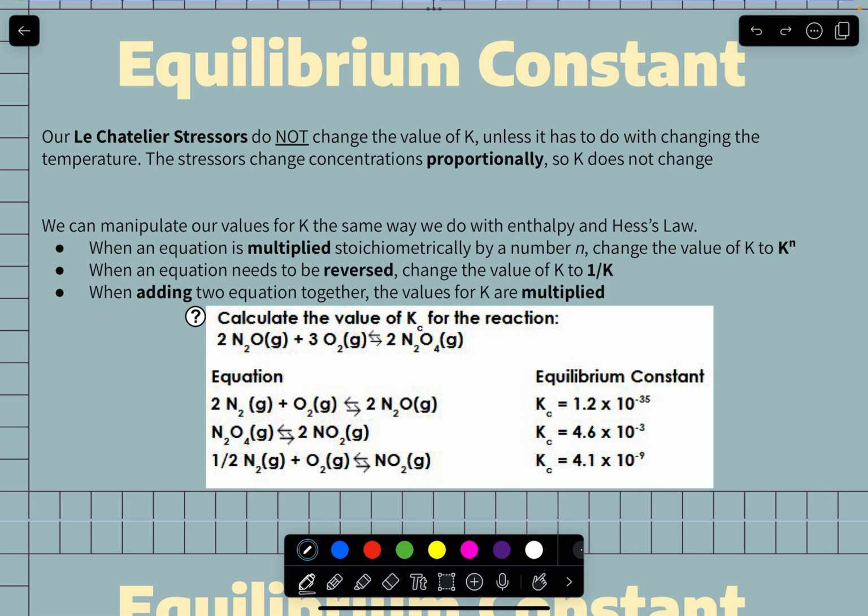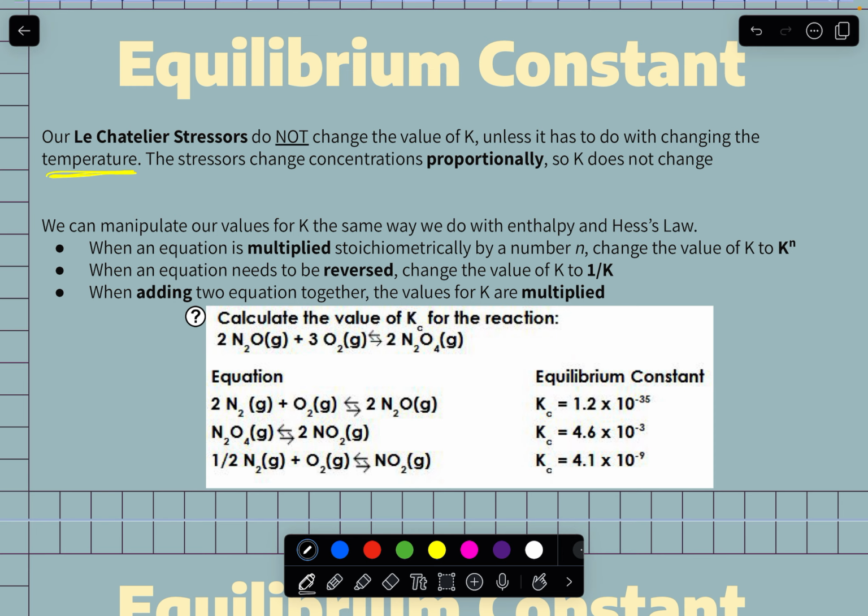All right. Our Le Chatelier stressors do not change the value of K unless it has to do with temperature. So be careful with that. If you change anything, your K is going to stay the same. It's always going to try to go back to reach K, except if we're changing the temperature. The stressors change the concentrations proportionally, and that is the reason why our K does not change for a concentration change.